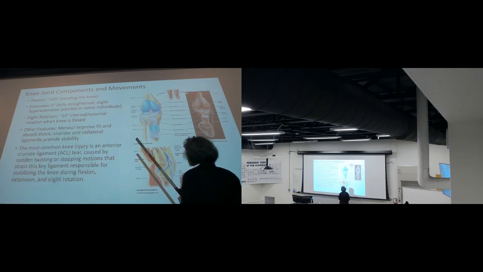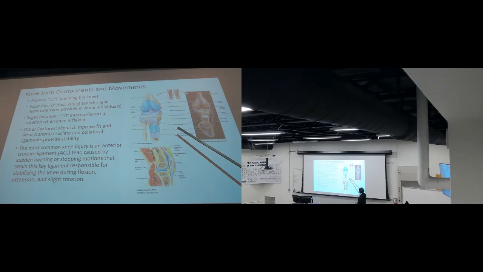So, here are the components of the knee joint. This is the anterior view of the knee joint. This is the distal portion of the femur. This is the proximal portion of the tibia. Here is the medial condyle. Here is the lateral condyle.